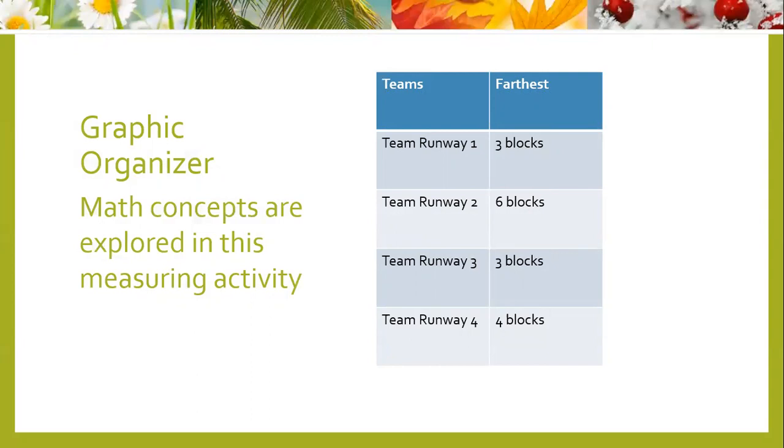They're going to be measuring after they sail their airplanes across the room. They're going to measure how far their plane flew. And let's say that Runway 2 was able to get their plane to go 6 blocks, and they can take their blocks out and measure with the blocks. That's a non-standard unit of measurement for our students so that they can get used to measuring in a developmentally appropriate way before we introduce rulers and yardsticks to them.